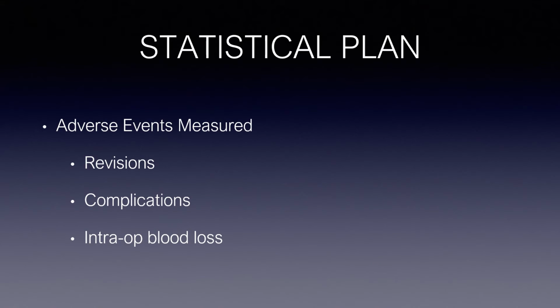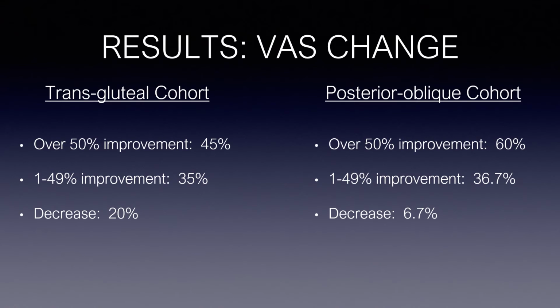Look at the adverse event, look at the rate of revision, complication, and intraoperative. In this 2 table, on the left-hand side, we see the transgluteal cohort. 45% of the patients got more than 50% VAS improvement. In the posterior oblique approach, this number is 60%.